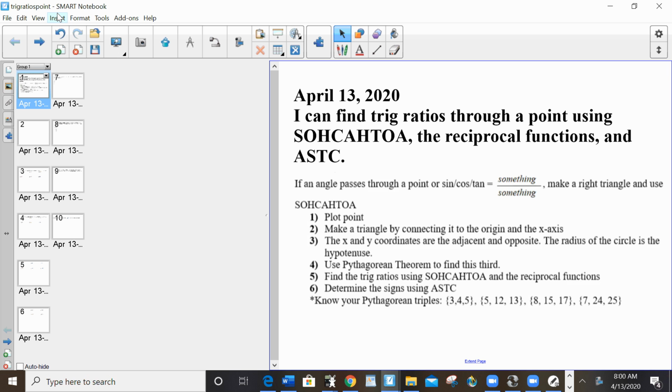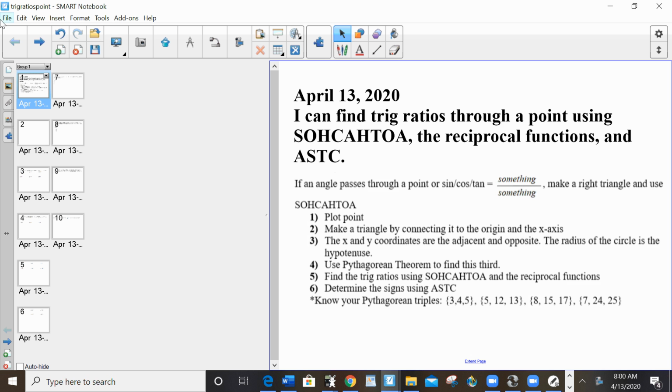Today we are going to find trig ratios through a point using SOHCAHTOA, the reciprocal functions, and ASTC. Even though this is a one-day lesson, we're going to give you 2 days to complete this. It's just going to be one lesson that I record, but I'm going to give you some time to practice this. It is important to ask a question on this. It really combines almost everything we've done so far in this unit.